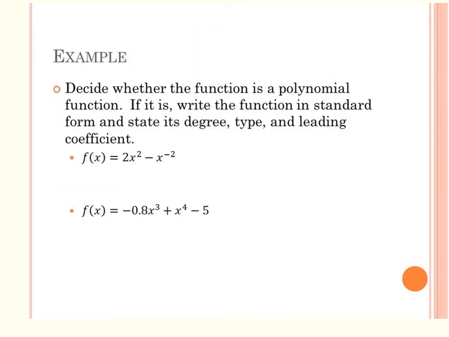So we're going to decide whether these are polynomial functions or not, and if it is, we're going to write it in standard form. So the first one, f of x equals 2x squared minus x to the negative 2 power, is that a polynomial function? No. Why not? Because your exponent is not a whole number. It doesn't ask us why not, but we'll write it anyway because the exponent is negative. And then when you go back later and look at your notes, it's in there.